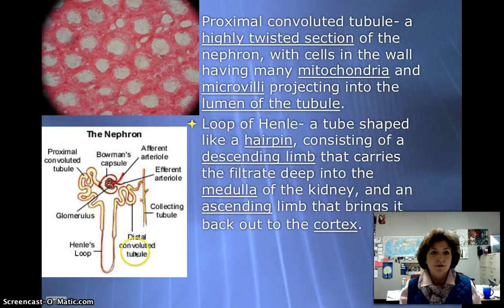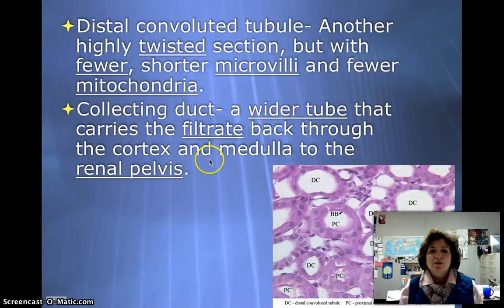So back to our picture here. It's going to dump into our collecting tubule, or our collecting duct, and so a variety of nephrons would dump into that same duct. So it's a wider tube, carries the filtrate back through the cortex and the medulla to the renal pelvis.